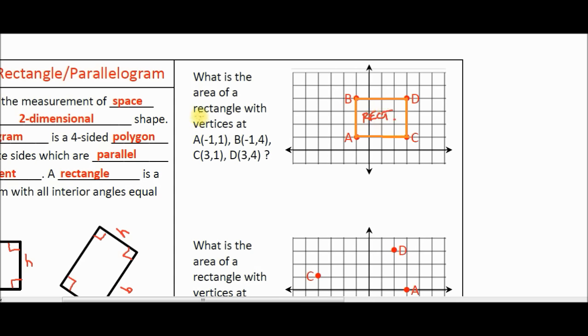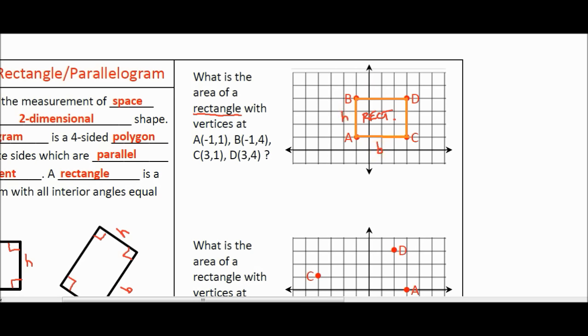And the good news is they tell us it's a rectangle, so we don't even have to speculate. We know it's a rectangle. How do I figure out the area? Let's pick a side and call it the base. I'm going to call AC the base, and I'm going to call BA the height.